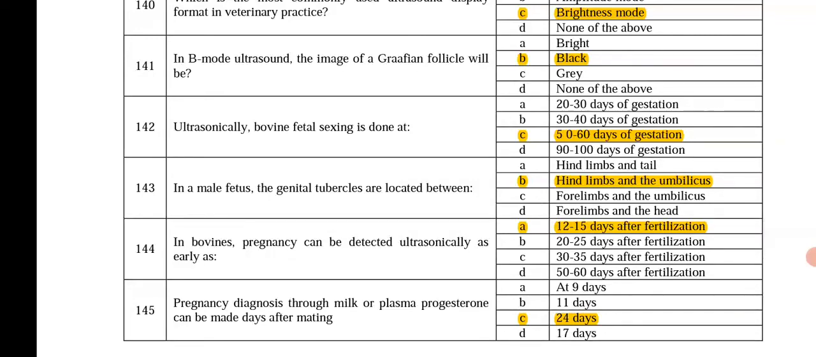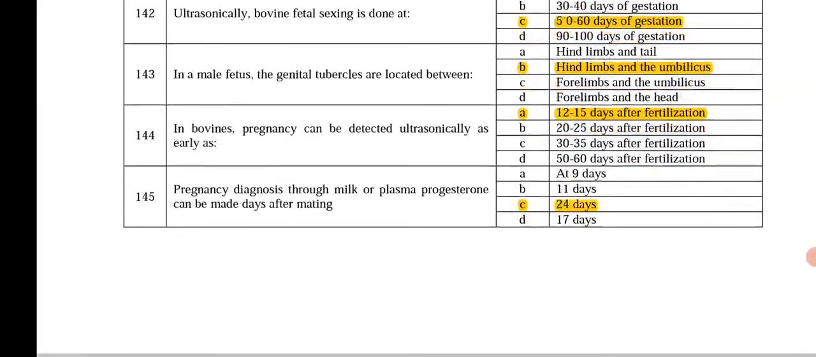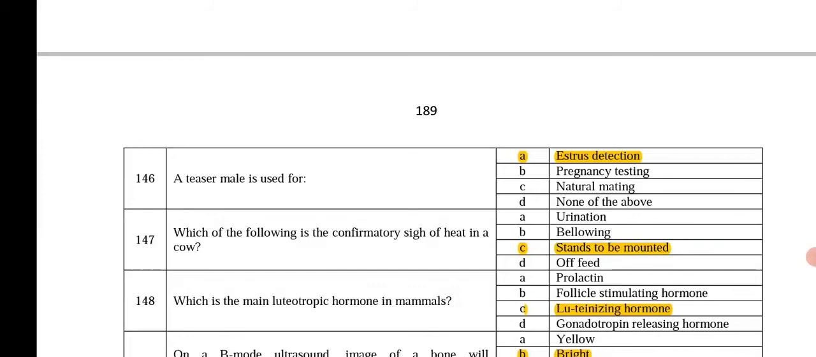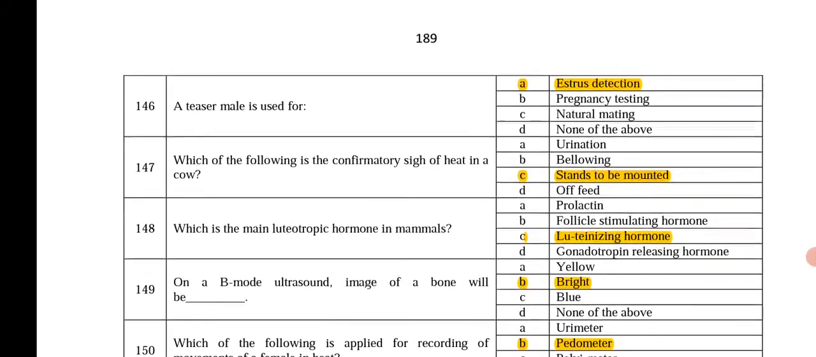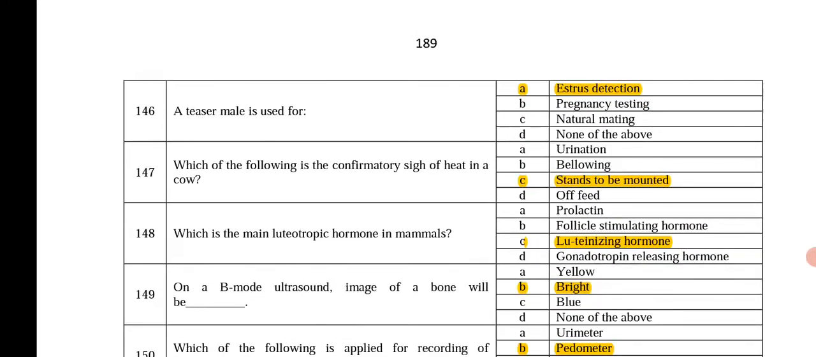Pregnancy diagnosis through milk or plasma progesterone can be made 24 days after mating. A teaser male is used for estrus detection. Which of the following is the confirmatory sign of heat in cow? Stands to be mounted.